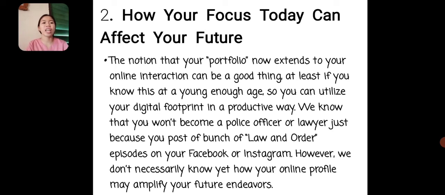Next is how your focus today can affect your future. The notion that your portfolio now extends to your online interaction can be a good thing, at least if you know this at a young enough age, so you can utilize your digital footprint in a productive way.